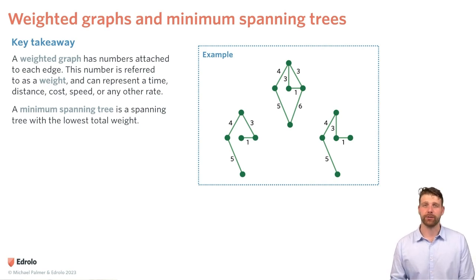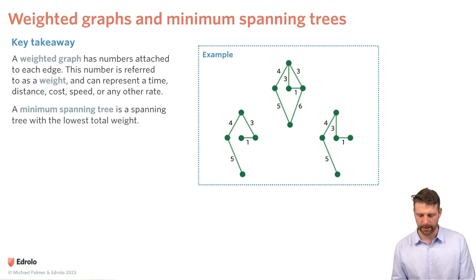Here our KU is weighted graphs and minimum spanning trees. And so let's dive in. Our key takeaway is that a weighted graph has numbers attached to each edge, and they're called the weights. Also, a minimum spanning tree is a spanning tree with the lowest total weight. So if you can find a spanning tree, the best one is the one with all the lowest weights, and that best one is the minimum spanning tree.